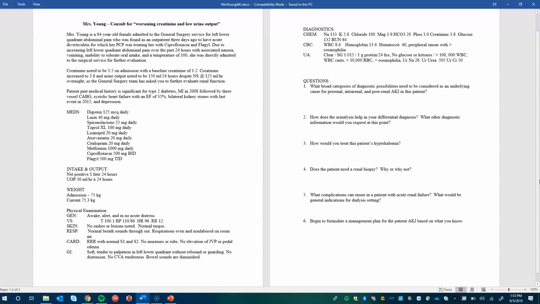Do you think she needs a kidney biopsy? Yeah, probably not right away. With the acute interstitial nephritis, it's likely from an allergic type reaction. Oftentimes just withdrawing the offending agent is going to be okay.